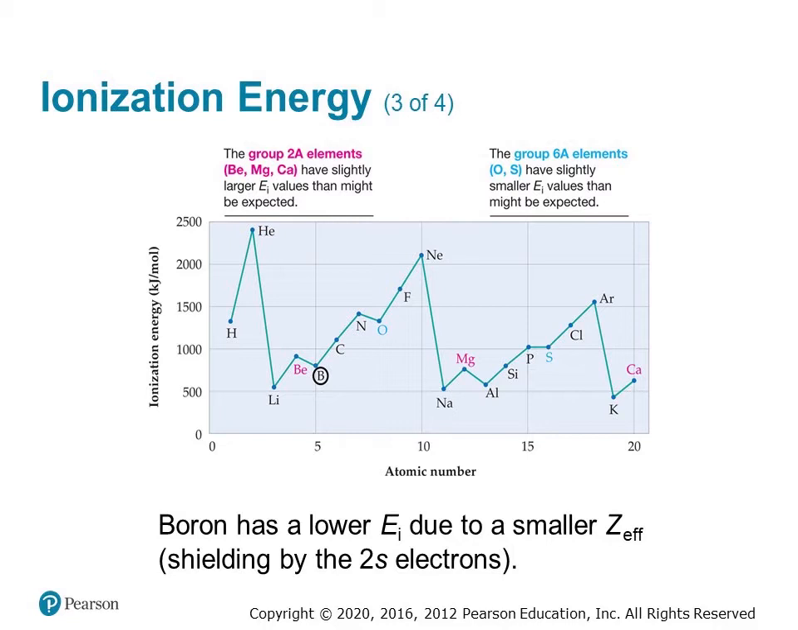The same thing happens to the elements below them in row 3. Aluminum has a lower ionization energy than magnesium, despite being one place to its right. Why does this happen? Boron and aluminum have their outermost electron in a p orbital, while beryllium and magnesium have their outermost electron in an s orbital. Since the 2p orbital, in the case of boron, is higher in energy than the 2s orbital and further away from the nucleus on average, it is comparatively easier to remove. Hence, boron and aluminum have lower ionization energies than predicted by simple periodic trends.